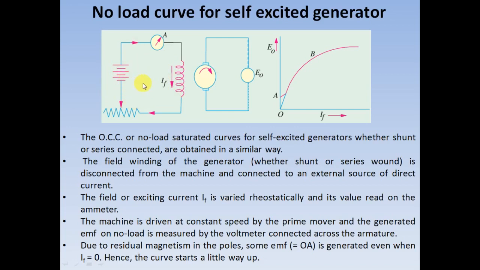We will be able to vary the magnitude of field current by making adjustment in this potentiometer, and hence the corresponding magnitudes of no load EMF can be obtained from this voltmeter. The characteristics which is being plotted between this ammeter reading and this voltmeter reading is said to be the OCC, and that has been shown here.